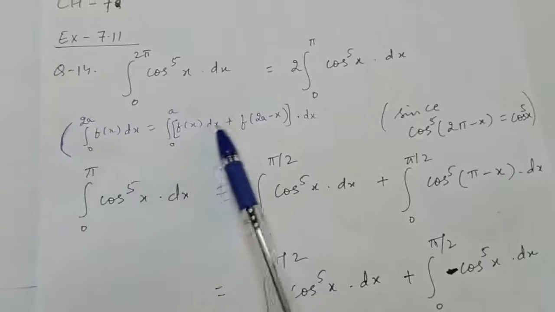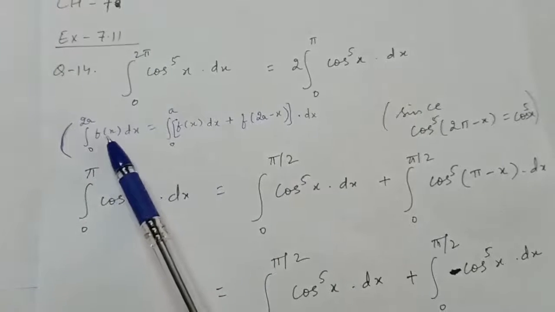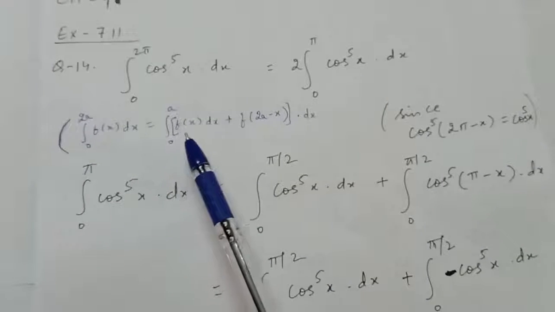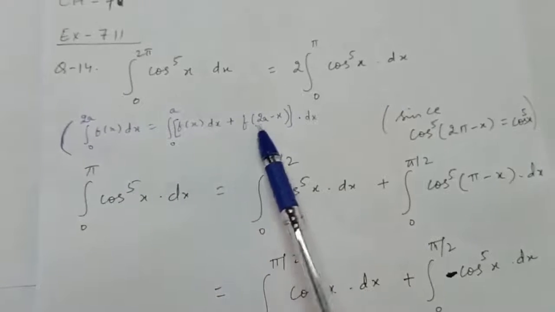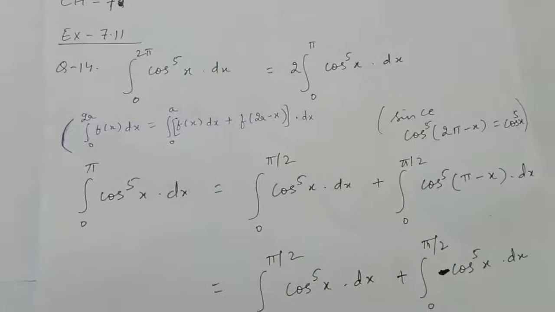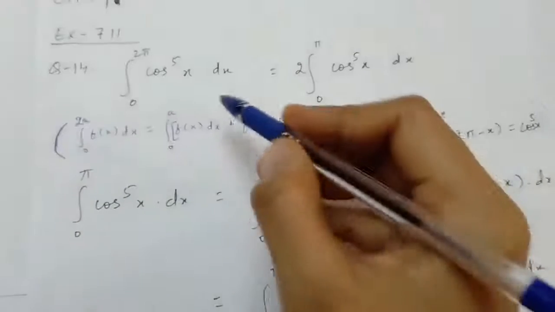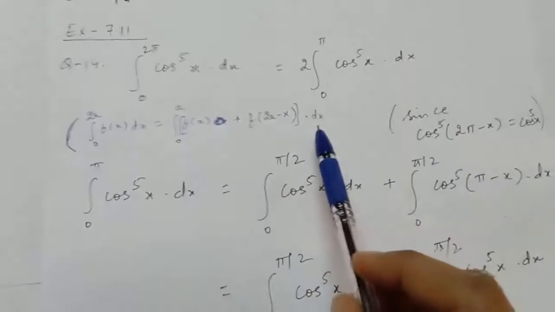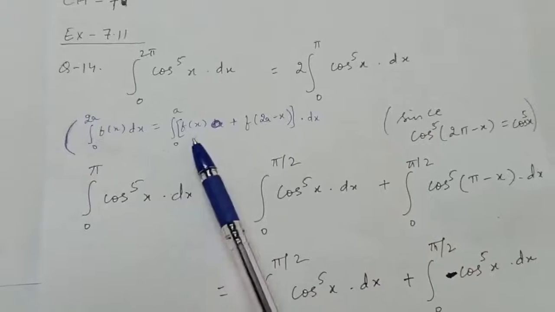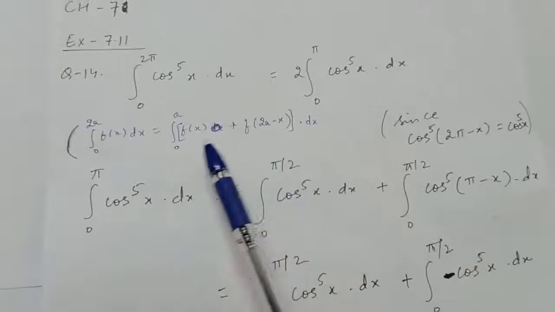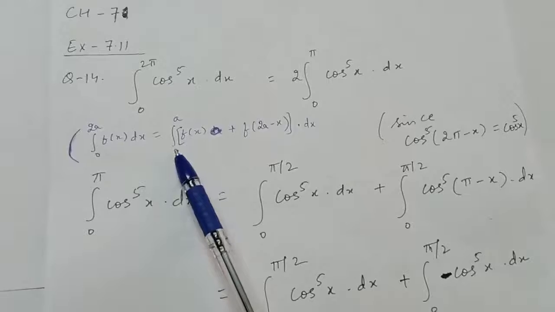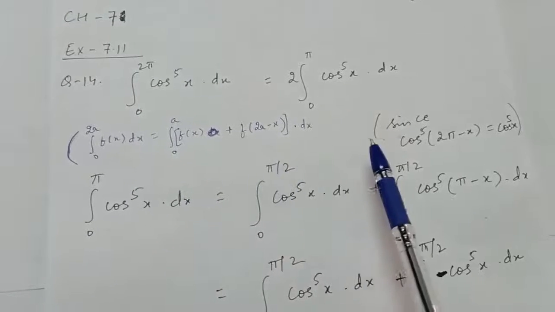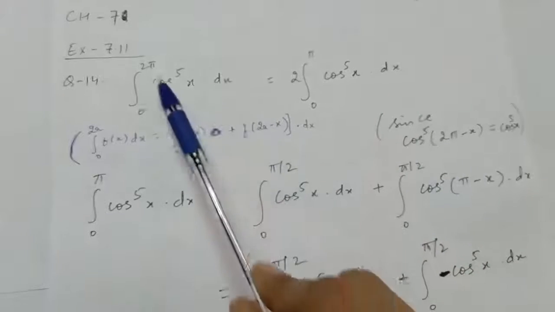I am applying this property, which is the integral of f(x) from 0 to 2a is equal to the integral of f(x) plus f(2a minus x), with limits from 0 to a. Here it should not be this because I have written it here already. So the integral of f(x) plus f(2a minus x), and the limits are from 0 to a. Applying this property here, 2a is 2 pi.